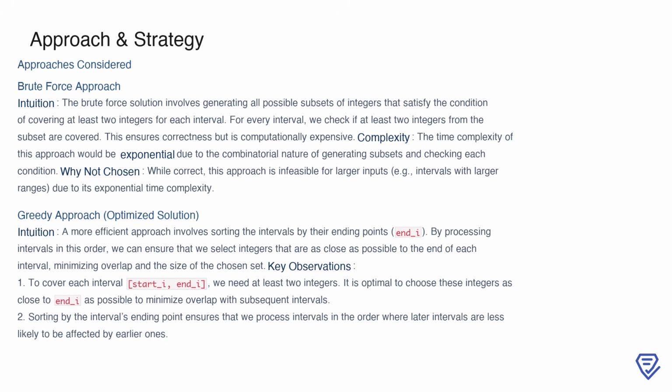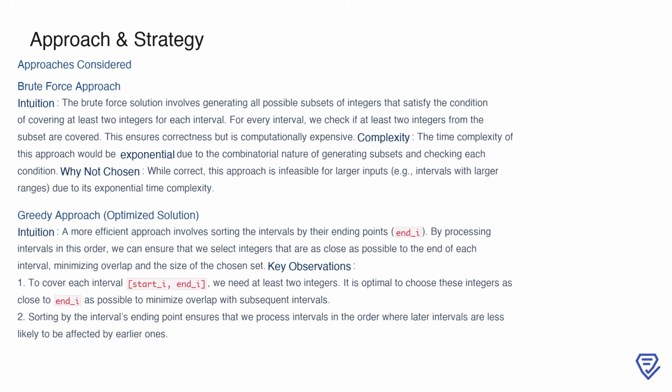The intuition behind this is straightforward. For each interval, we generate all possible subsets of integers and check if each subset covers at least 2 integers from every interval. While this guarantees correctness, it's computationally expensive because generating subsets and verifying the conditions involves exponential time complexity. This makes it impractical for larger inputs, such as when intervals span a wide range.